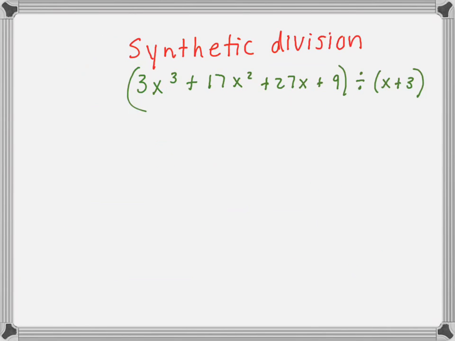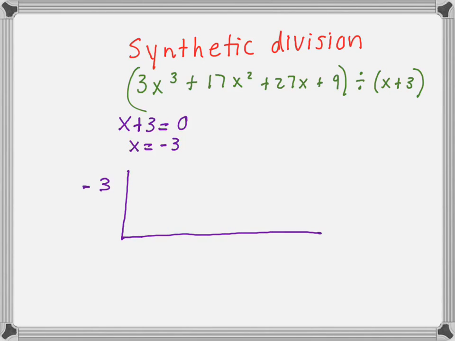Now we're going to try the same example with synthetic division, which I think is a lot easier personally. So what we're first going to do when we start our synthetic division is we're going to set x plus 3 equal to 0, and we're going to solve for what x is when it's equal to 0. So x is negative 3, so that's what we're going to put on the outside of this synthetic division. So synthetic division setup is a little different than long division setup.